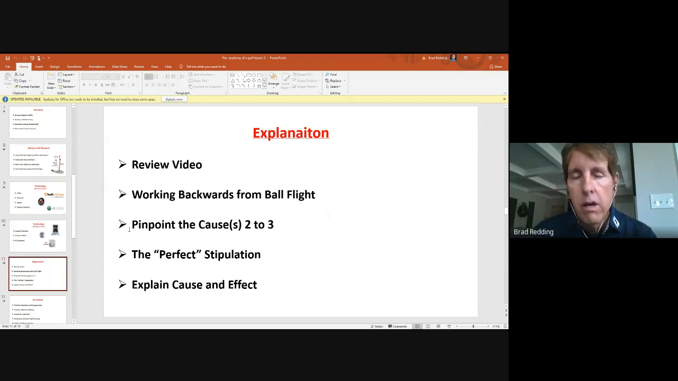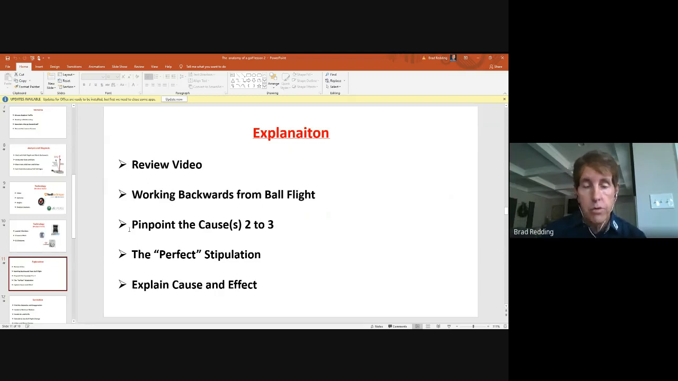So in the explanation, after we've hit some shots, I get a chance to watch them hit some shots, and while they're doing that, I'm taking video of their golf swing. Again, I work backwards from ball flight. I'm going to pinpoint the 2 or 3 causes that I think I need to work on that are going to change their impact and ball flight. Again, I'm not going to do a band-aid. I'm going to explain to them exactly what's going on, and I start with ball flight with them too.